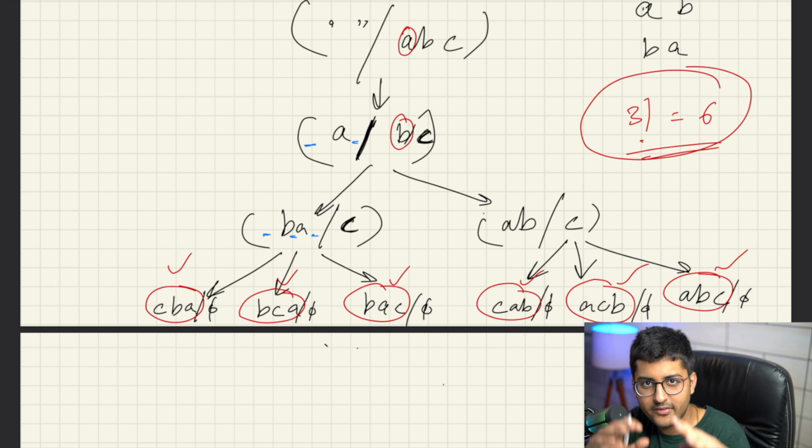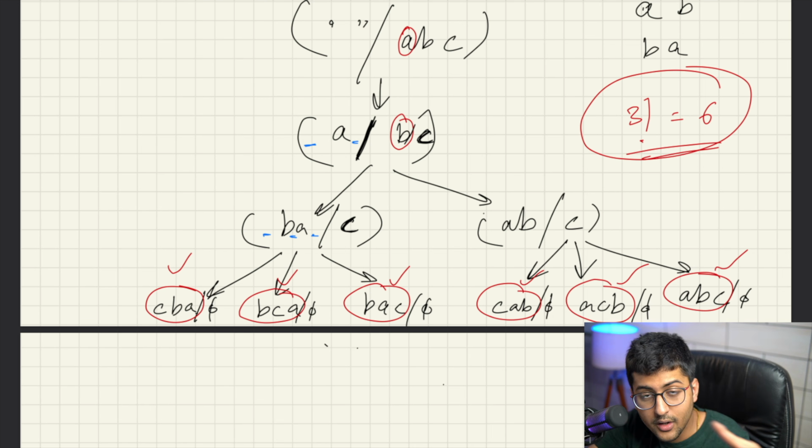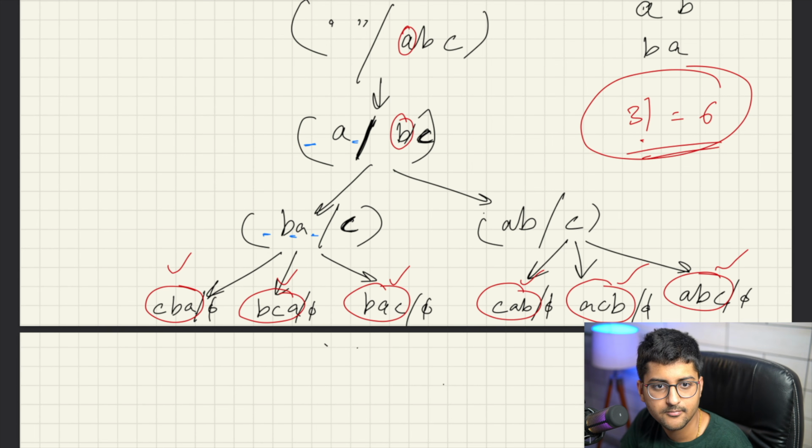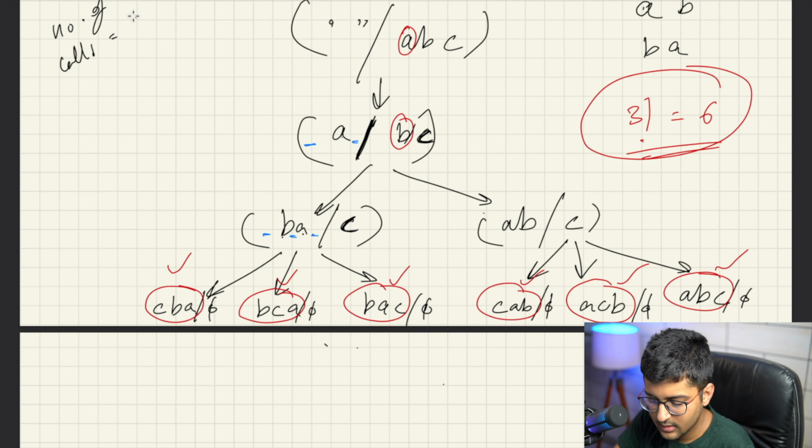Previously, every function call was making two function calls. Here, is that happening? No. Here the number of recursive calls is actually dependent on the size of processed. Isn't that true? For example, here the size of processed is 0, so I'm having 1 call. Here the size of processed is 1, so I'm having 2 calls. Here the size of processed is 2, so I'm having 3 calls. So the number of recursive calls is equal to size of processed plus 1.